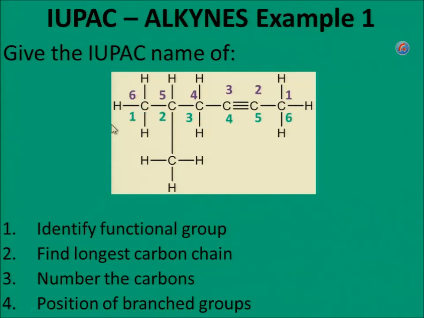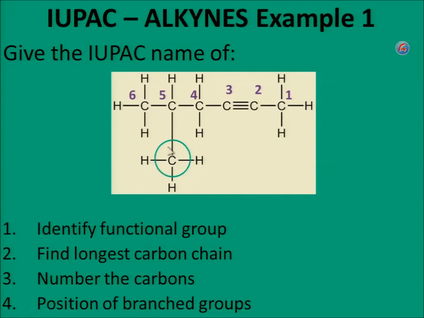Now, if you number from the left-hand side, the green numbers, and from the right-hand side, the purple numbers, you will see that the triple bond, which gets priority because this is an alkyne, is at a lower number if it's the purple numbers, 2 and 3. As for the green numbers, the triple bond is at carbon 4 and 5. Therefore, the purple numbers are the correct way to number this molecule. Remember to always number your molecule and choose the numbers which give you the lowest possible number for the functional group.